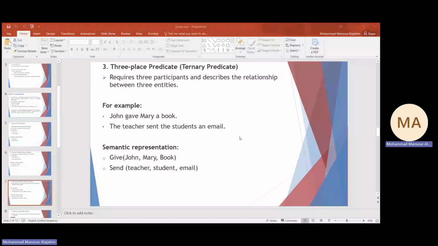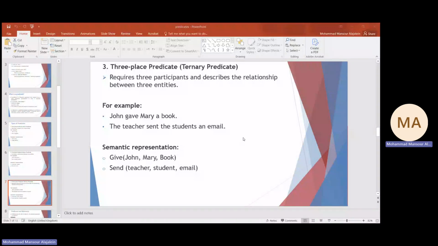Okay, so the third type is the three-place predicate, ternary predicate. In this, we can say that this type requires three participants, three arguments, and describes the relationship between these three entities. For example, John gave Mary a book, and the teacher sent the students an email.